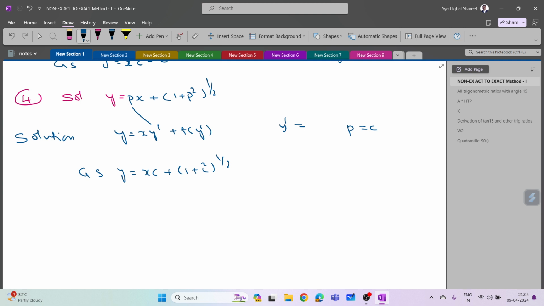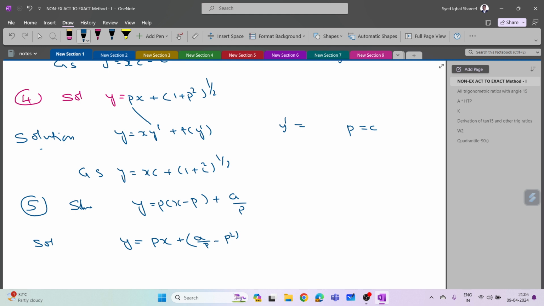One more type. These are all simple cases, I am dealing with the simple cases. Solve y equal to p of x minus p plus a by p. This is the given equation. So first we have to adjust: y equal to px plus a by p minus p square.